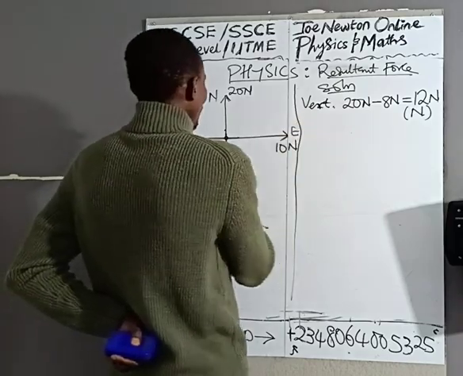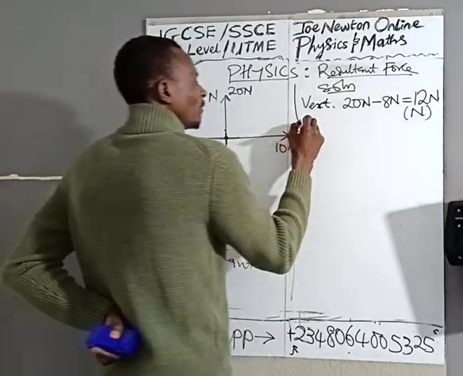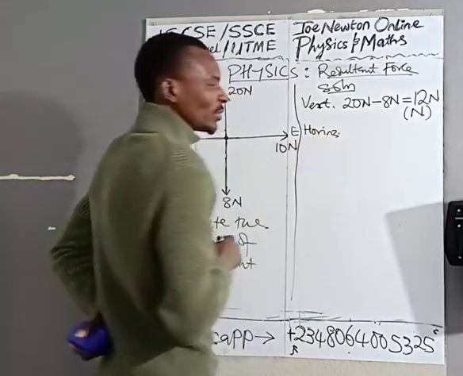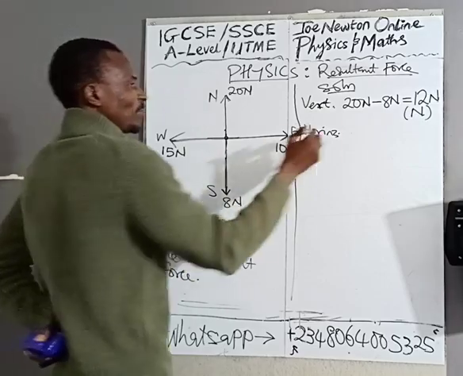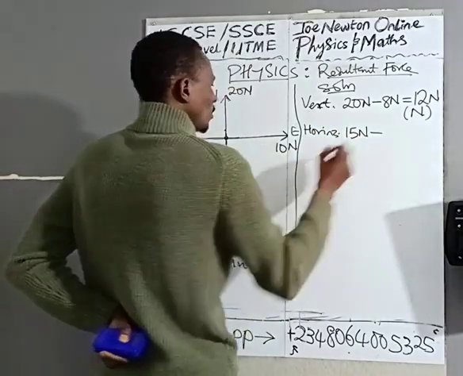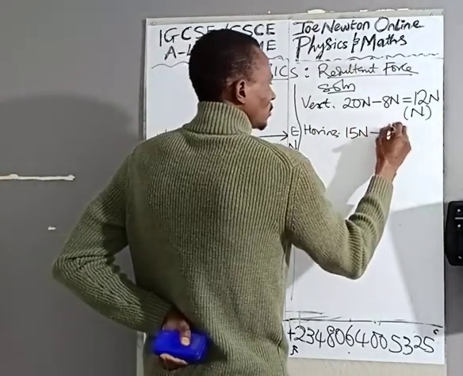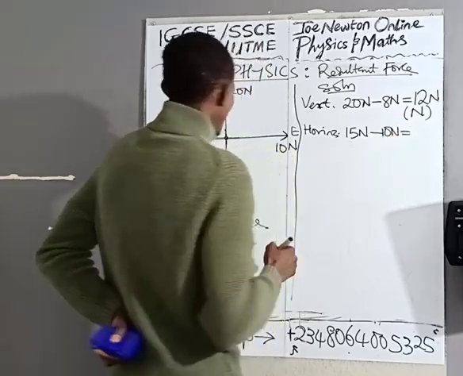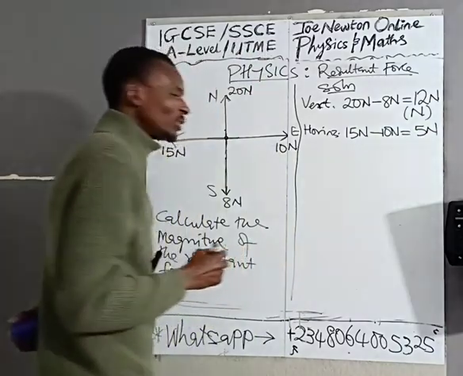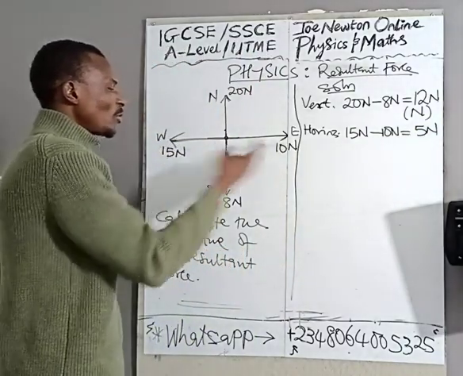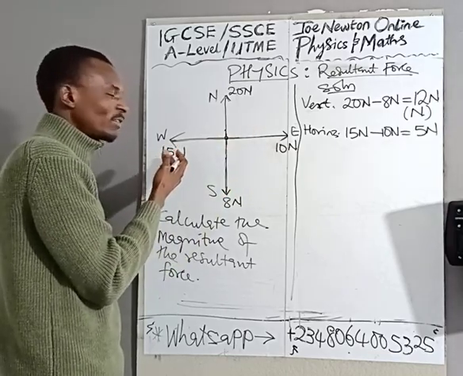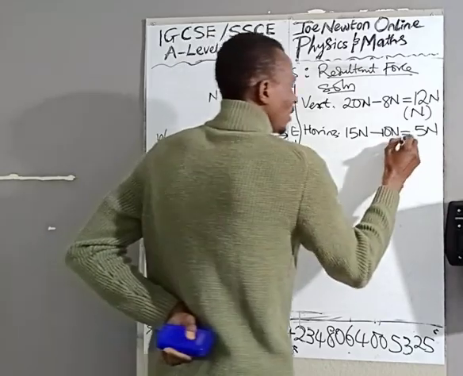Then for the horizontal component, we have 15 Newton minus 10 Newton. Then that will give us simply 5 Newton. And which direction do you think it will go? Will it be east or west? Of course, the effective force will be in the west direction because this one is higher. So we have 5 Newton in the west.